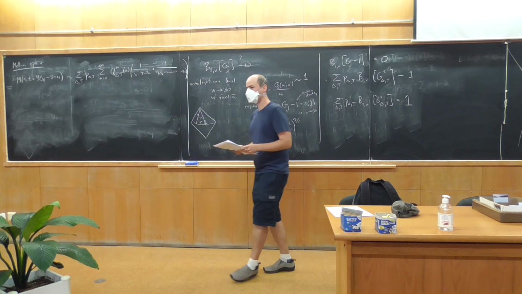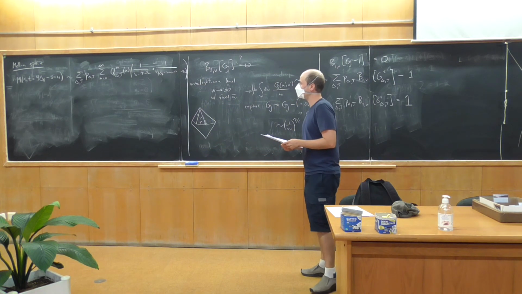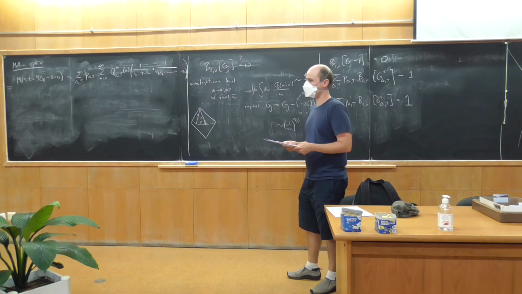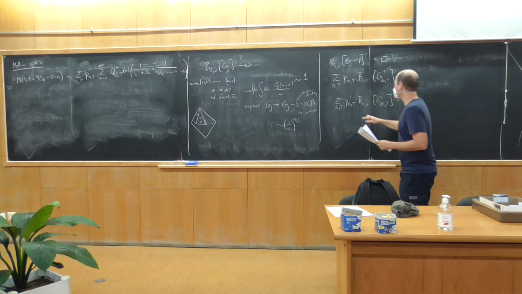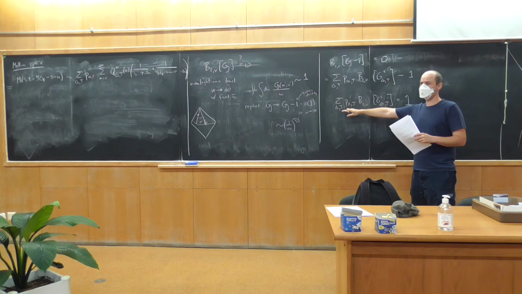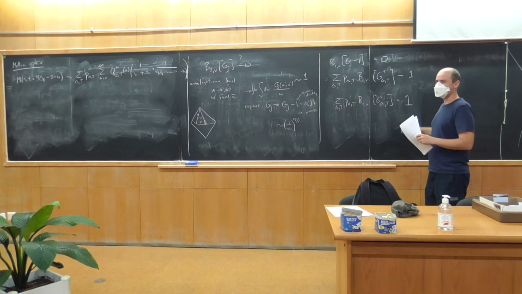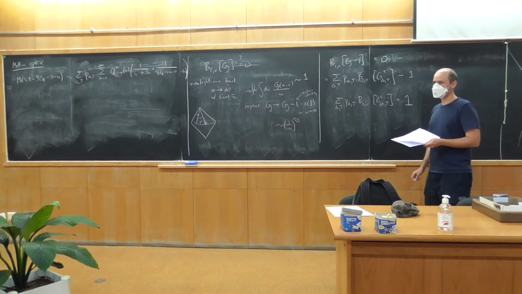But it is not the same as what people do in the usual Bootstrap, where you separate the identity and then you get whatever the functional gives on the identity plus the rest. This is different. Yeah, it's not the same. The identity block is still here in this sum. There's still a term for 0, 0. This is different. It's a different contribution.